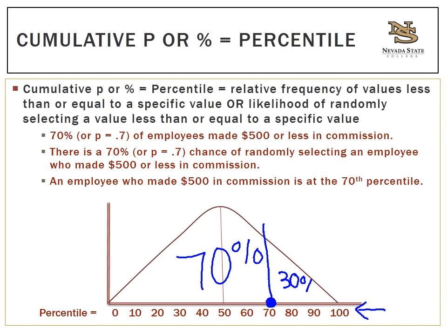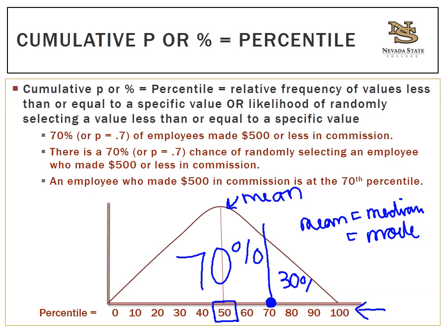Also notice that the mean is always in the middle of these distributions, because in normal distributions, the mean equals the median equals the mode actually, but that's not as important. And remember, the median's the midpoint, the mean is the midpoint. So 50% of scores are above the mean, and 50% of scores are equal to or less than the mean.